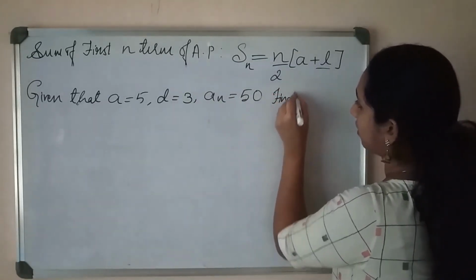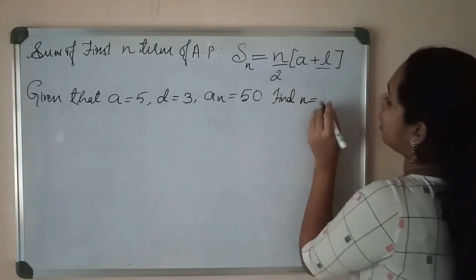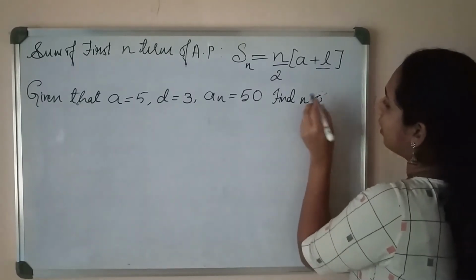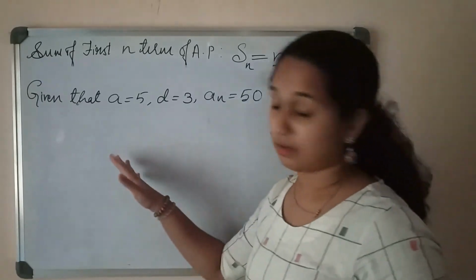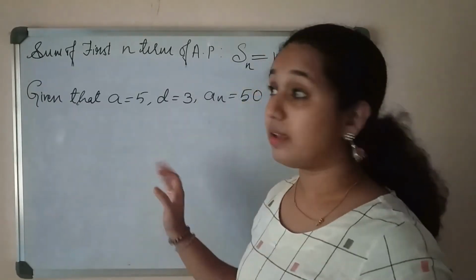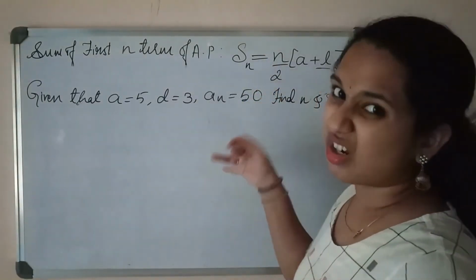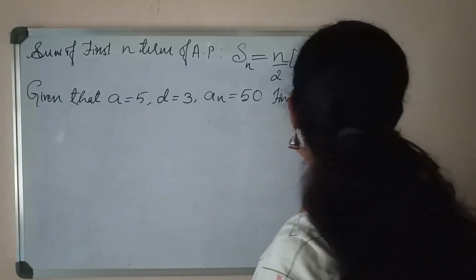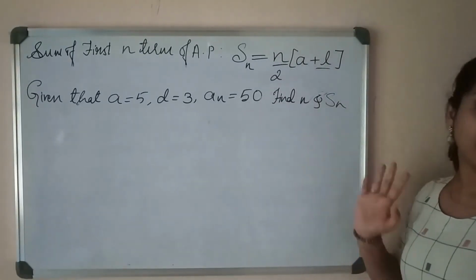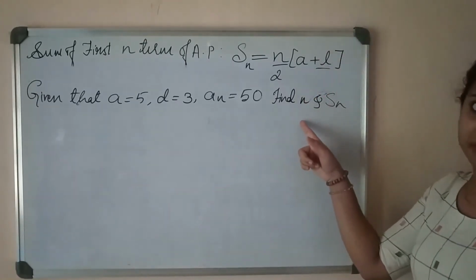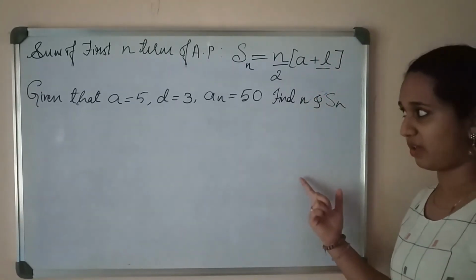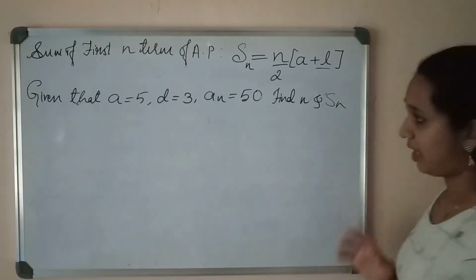Find n and Sn. This is another category of the problem in which they're going to give you a, d, an, or they might give you n, and they'll tell you to find n and Sn. Now, to find Sn, I have to first find n. So let's first find the n, then we're going to find the Sn.